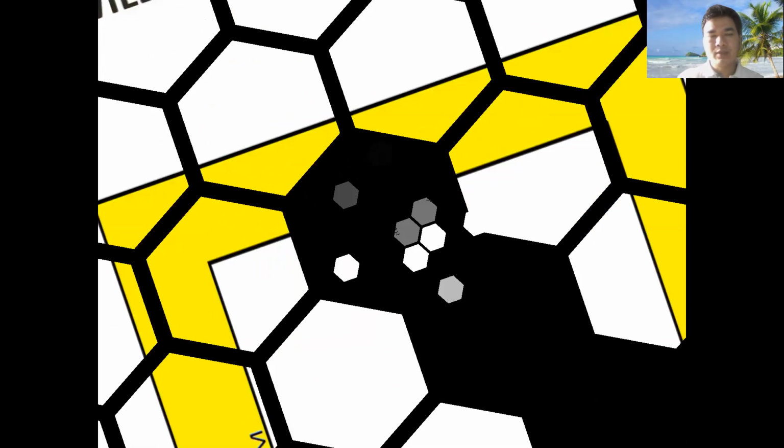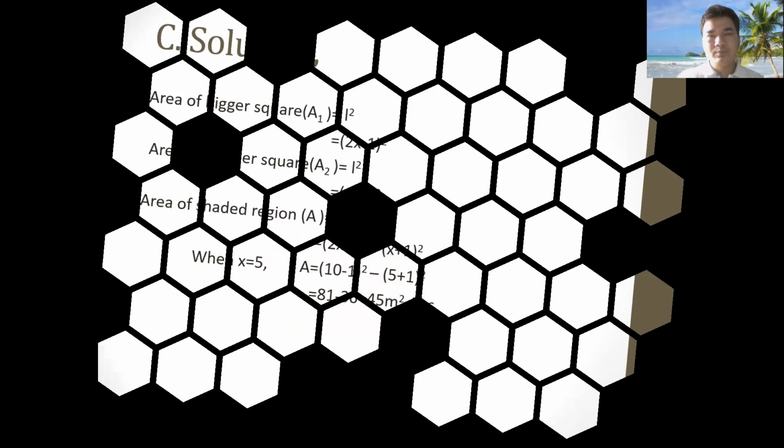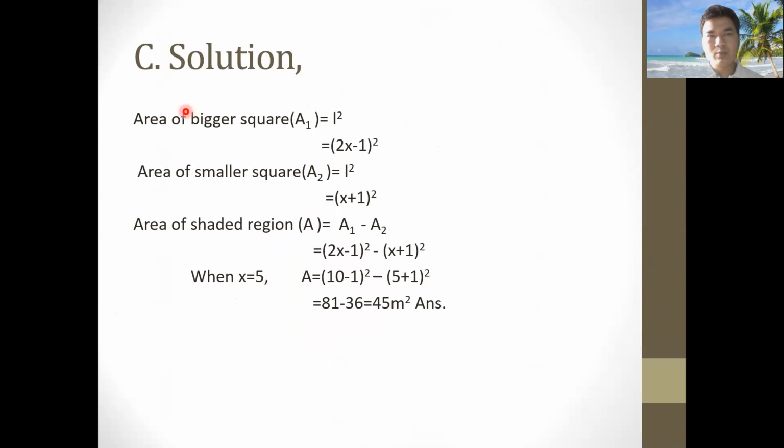Here the solution is down. First find the area of the bigger square A1, that is L square, that is 2x minus 1 whole square. This was the length, so square. And the area of the smaller square, A2, is L square, that is x plus 1 whole square. This is the length of the small one. Then the area of the shaded region, that means A equals A1 minus A2. As I told you, this was A1, minus this A2, subtract.